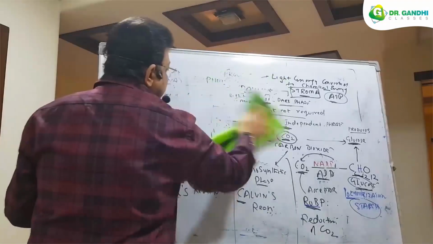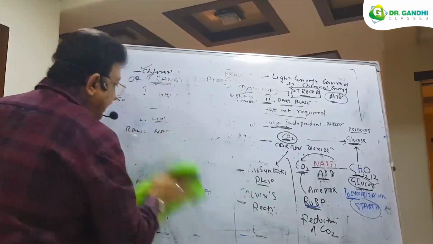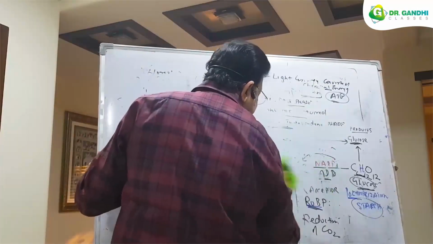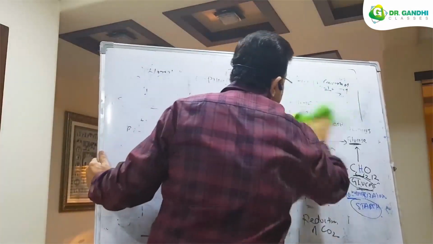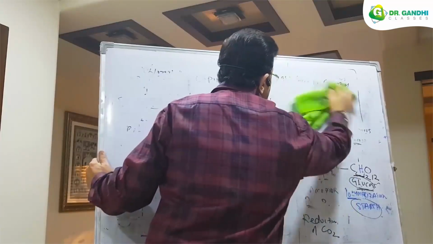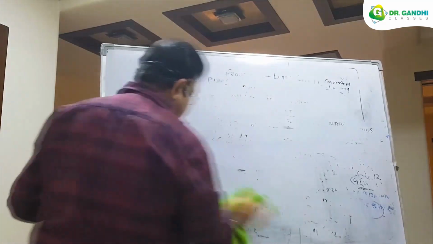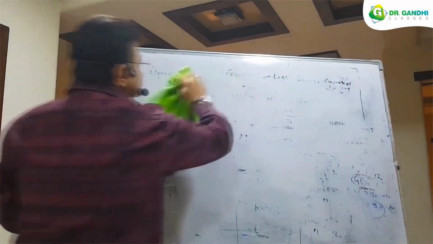Let me erase this. I will now go back to the cut section of a dicot leaf which we had studied in transpiration. But I will refresh your memory and take up the explanation towards opening and closing of stomata.